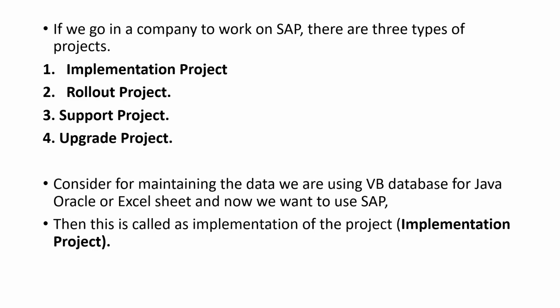If you go into any company using SAP, there are three tiers, which is considered as one only. But let's say there are 4 types of projects we have. So what are these 4 types of projects? First one is your implementation project. Then is your rollout project. Next one is your support project. And next one is your upgrade project. So what are these actually?